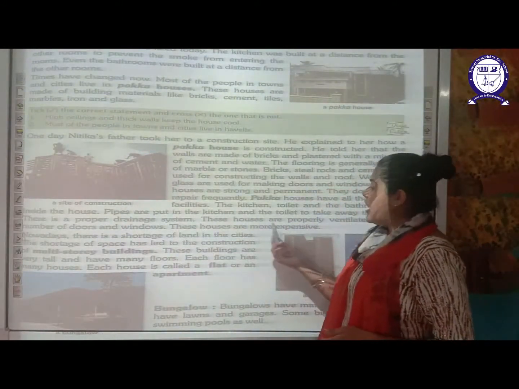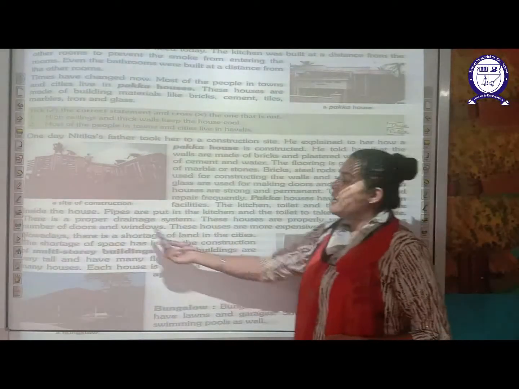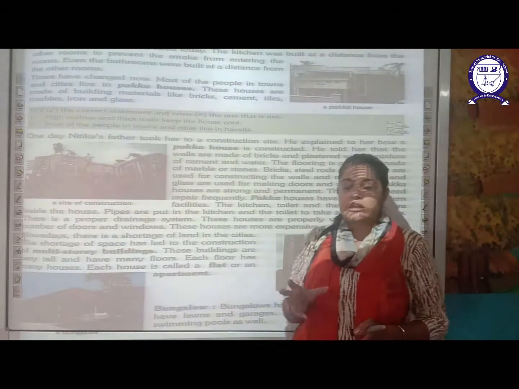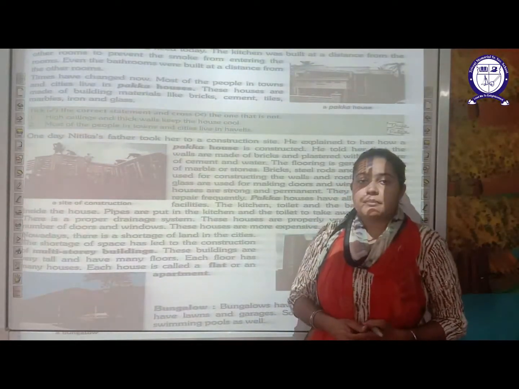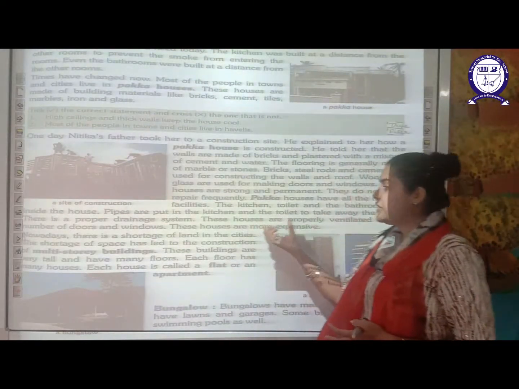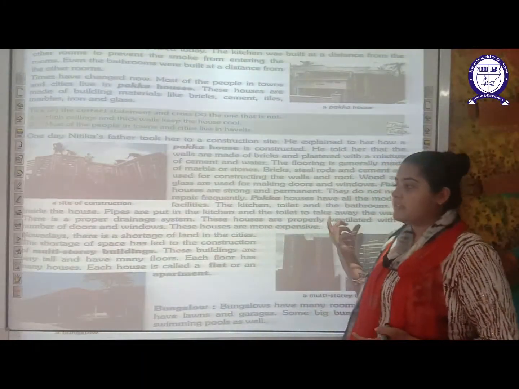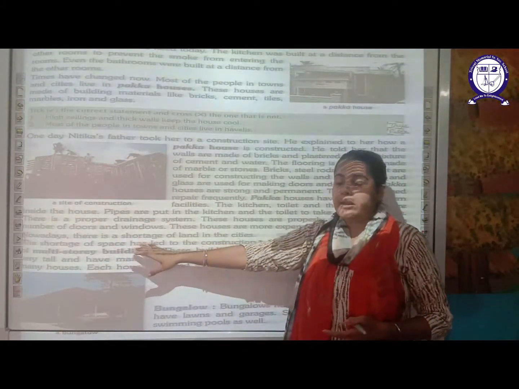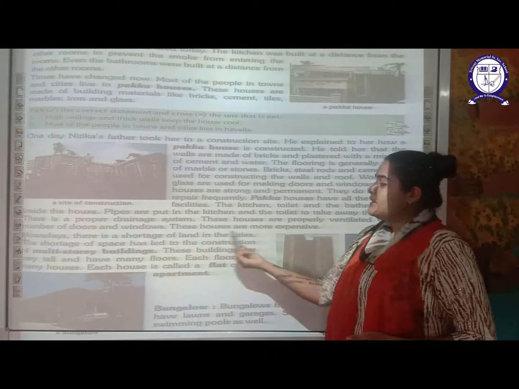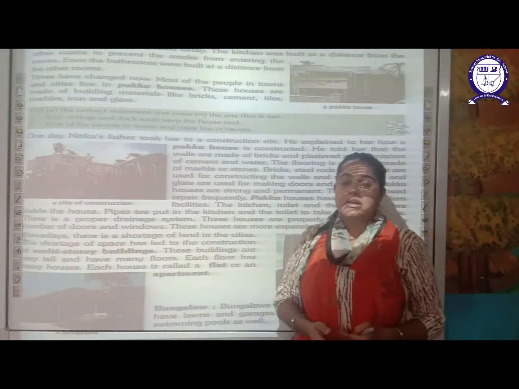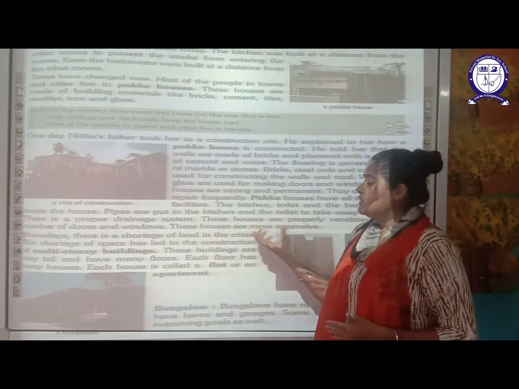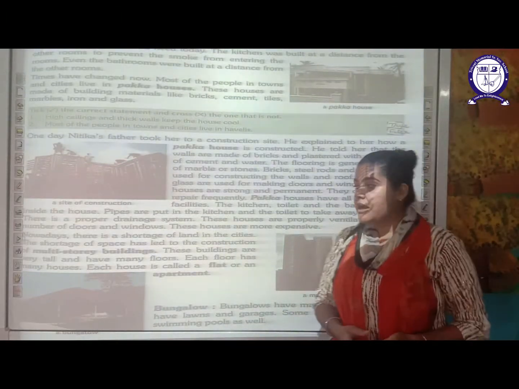These houses are properly ventilated with a number of doors and windows. There are a large number of doors and windows so that there will be proper ventilation. That means there should be a fresh supply of air, the entry of air as well as sunlight. Nowadays people are placing more doors and windows in their houses. These houses are more expensive because the material used is very costly, which is why they are more expensive as compared to the pakka houses.